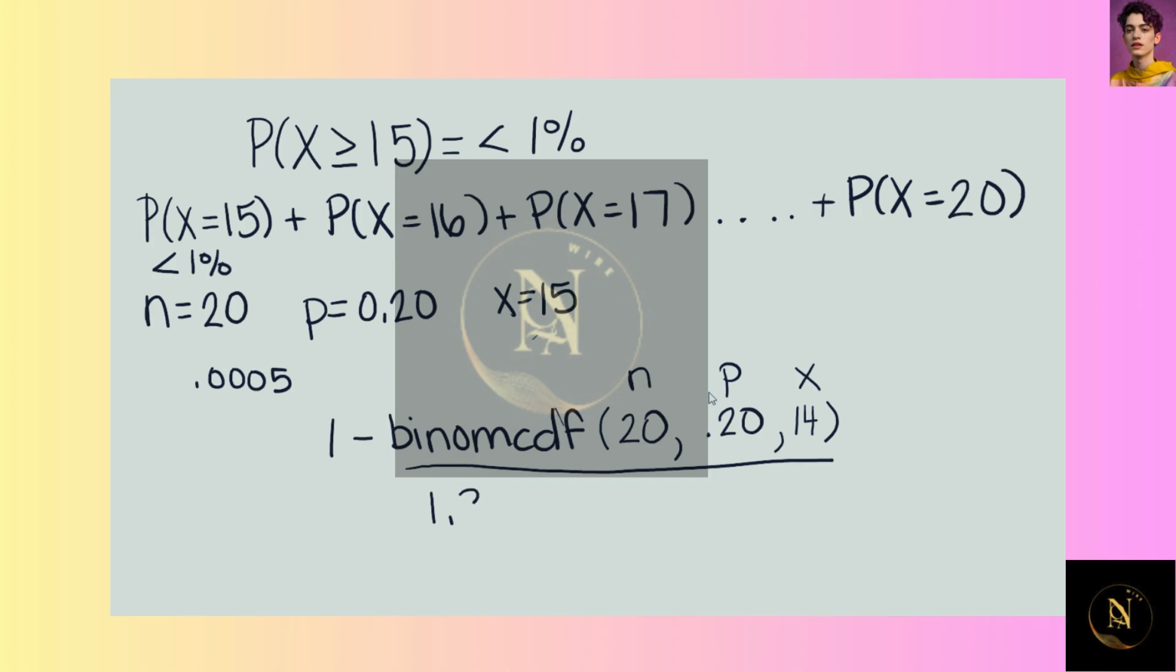When we do that, we hit enter. We get 1.38 times 10 to the negative 8. Your calculator probably says 1.38e negative 8. That means scientific notation. So this means that you're going to move this decimal point over 8 times to the left.